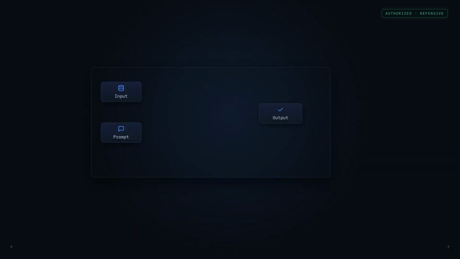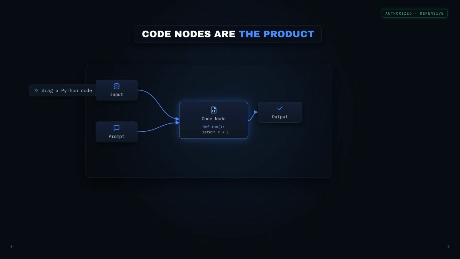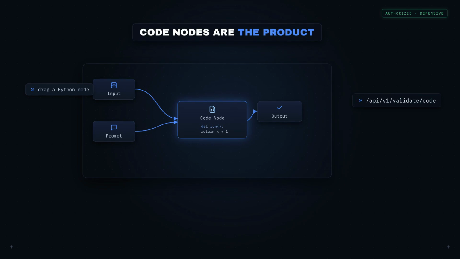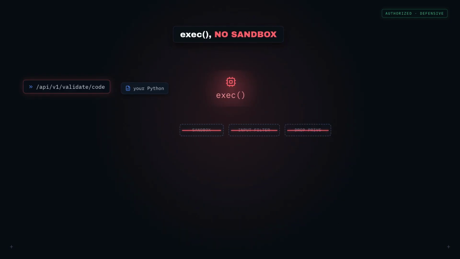Langflow is a visual builder for AI agents. You drag nodes onto a canvas. And some of those nodes contain Python code. That's the entire point of the product. So it has an endpoint /api/v1/validate/code, whose job is to check that the Python in a node is valid before you run your flow. And how do you check that code works? Langflow runs it. It takes the Python you submit and passes it straight into Python's built-in exec function. No sandbox, no input filtering, no dropping of privileges. That's CVE-2026-8481 rated 9.9.